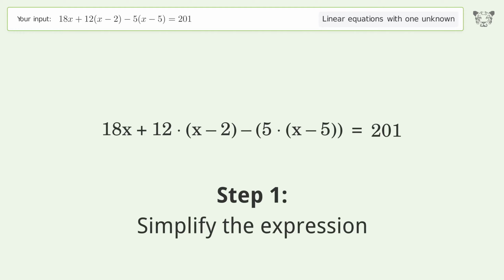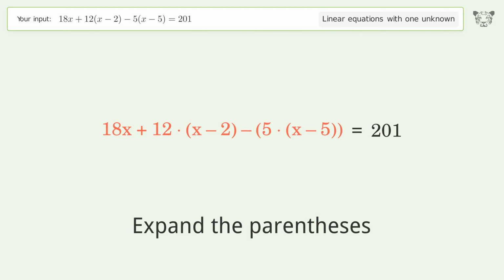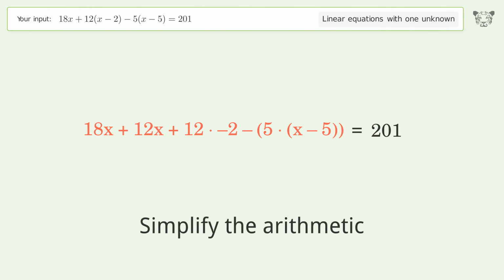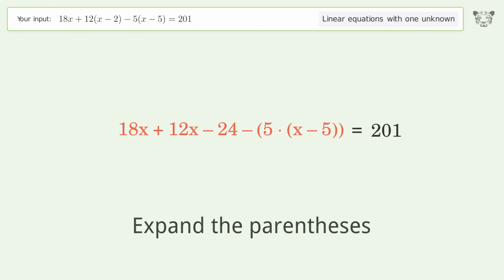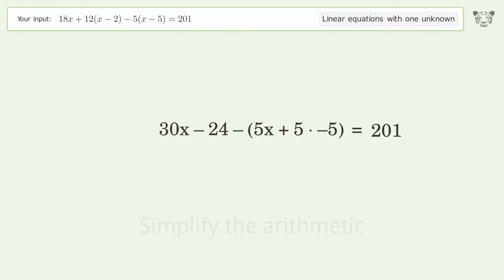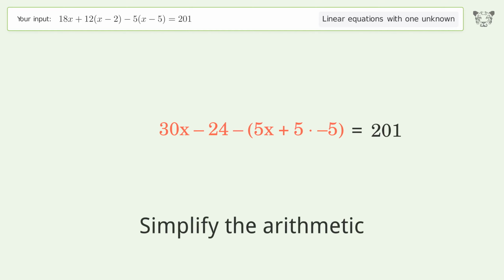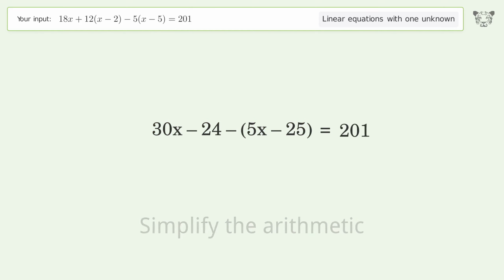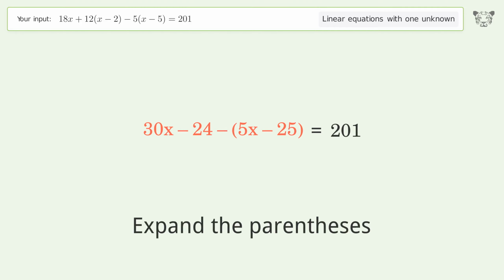Simplify the expression. Expand the parentheses. Simplify the arithmetic. Expand the parentheses. Simplify the arithmetic. Expand the parentheses.